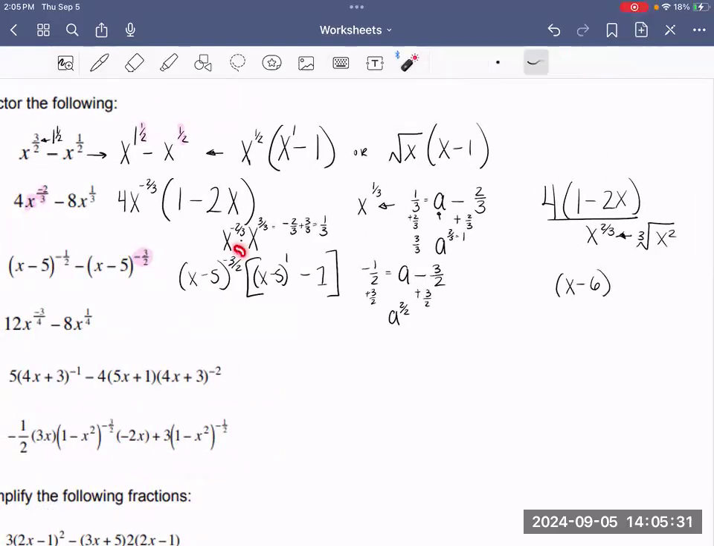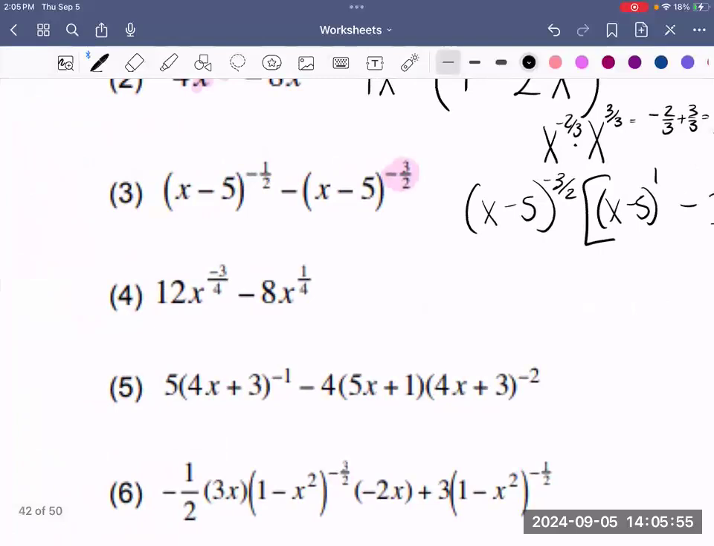And because this whole thing has a negative exponent, the remaining of it will come down here. X minus 5 to the 3 over 2, it's now positive. Or if you prefer, you can put it back into a radical. Let's try it again.